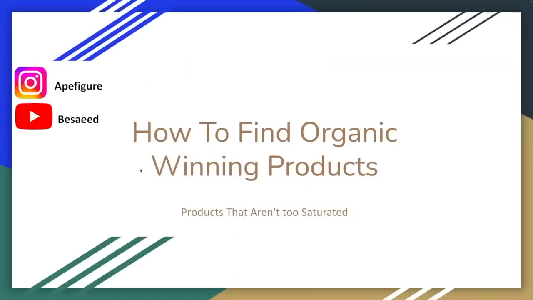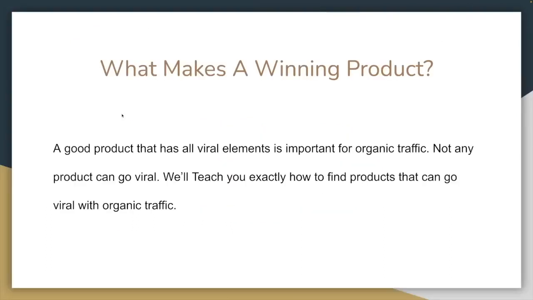Alright, so I'm going to be covering how to find organic winning products and how to find products that aren't too saturated, products that can still generate you money, products that many people aren't doing already. Alright guys, before you start looking for a winning product, you first gotta ask yourself, what makes a winning product? A good product that has all viral elements is very important for organic traffic. Not any product can go viral, and we're going to teach you exactly how to find products that can go viral with organic traffic.